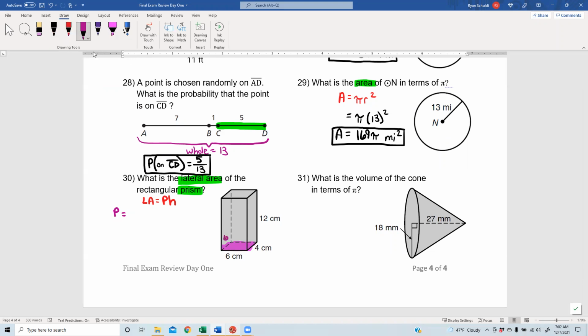Well, that side's going to be 6. No, that side's going to be 4. That side's going to be 6. So 4 plus 6 plus 4 plus 6 gives you 20. The height of the whole prism is 12. So your lateral area is going to equal 20 times 12, which is 240 centimeters squared.